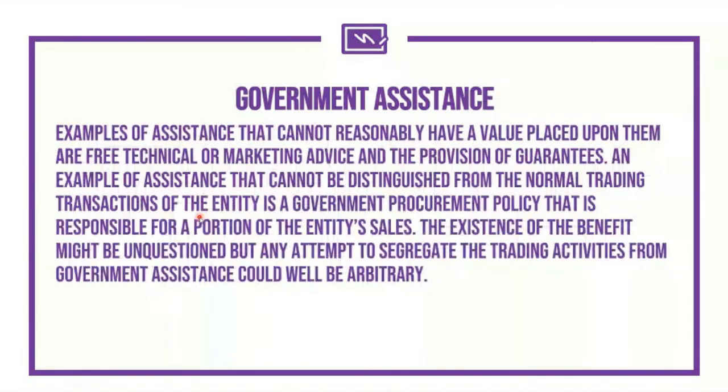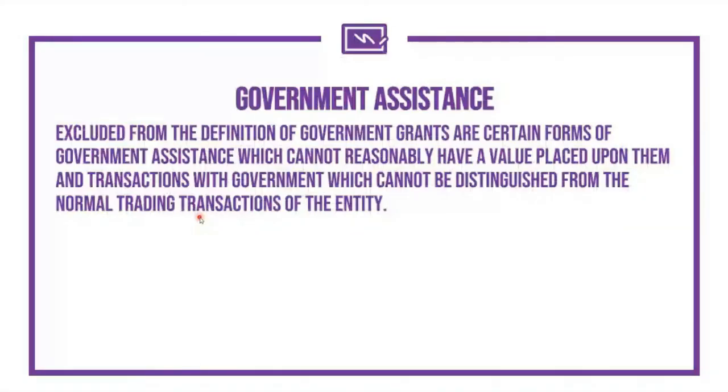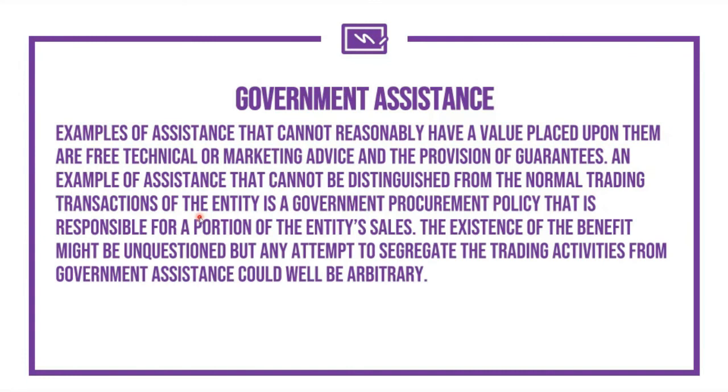So with that, we now proceed with government assistance. It says in the provision of the standard, excluded from the definition of government grants are certain forms of government assistance which cannot reasonably have a value placed upon them, and transactions with government which cannot be distinguished from the normal trading transactions of the entity. So since it cannot be provided as a grant, then it is now going to be covered by government assistance.